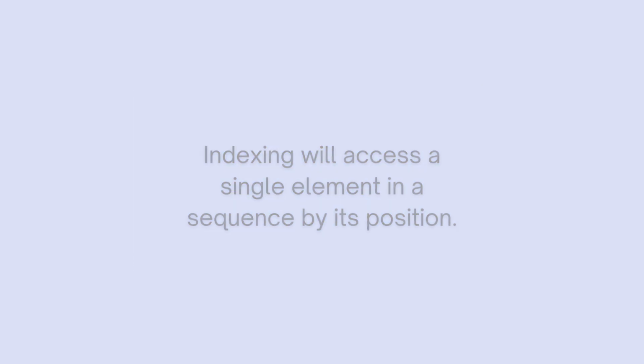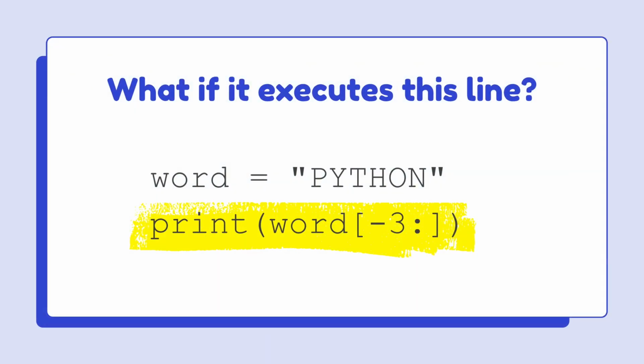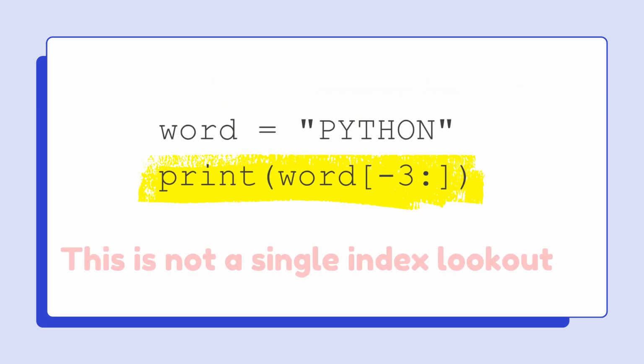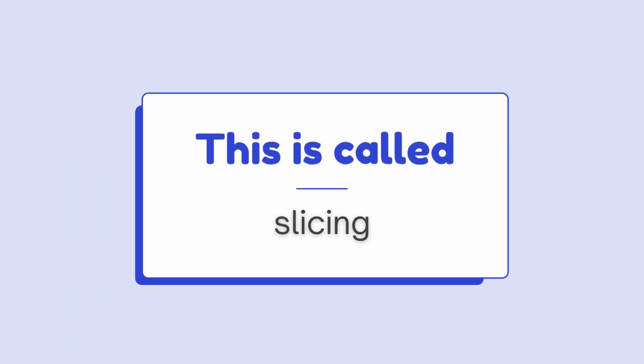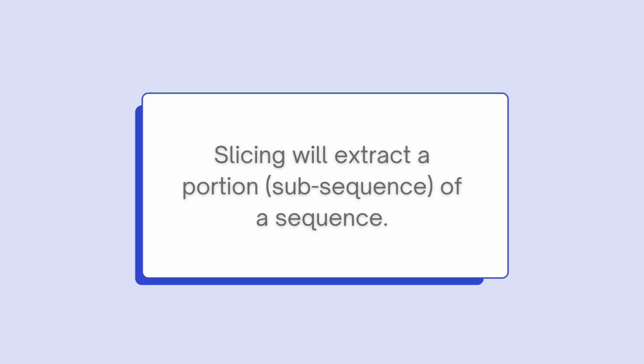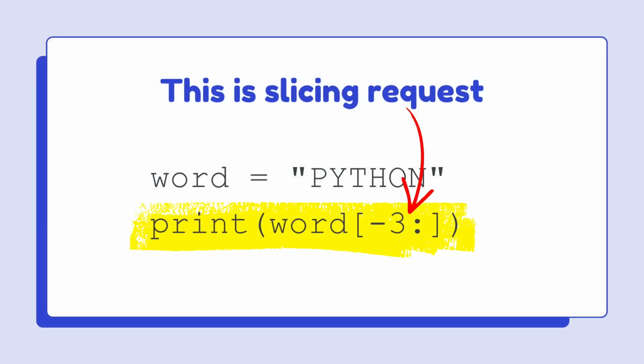Now, we revert back to our first code. What if we execute this line with -3 and colon in the square bracket? This is not a single index lookup. This is called slicing. Slicing will extract a portion or a subsequence of a sequence. When Python sees this format, it knows that this is a slicing request. It wants a slice or a portion of the string sequence, not one element.